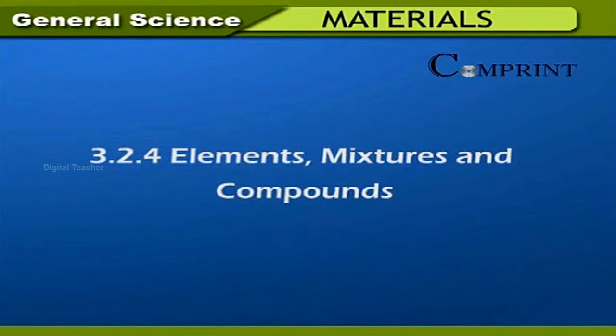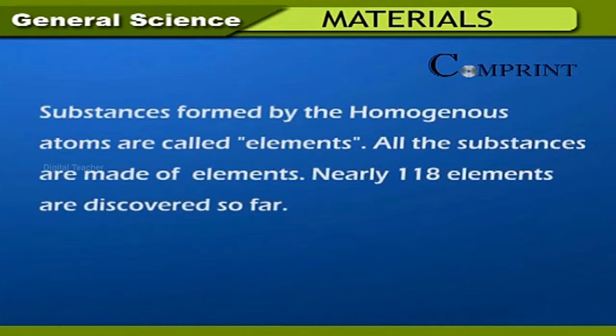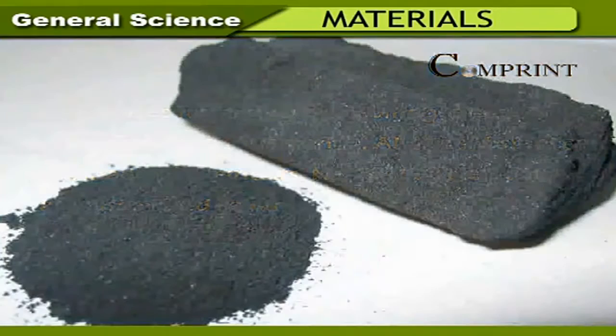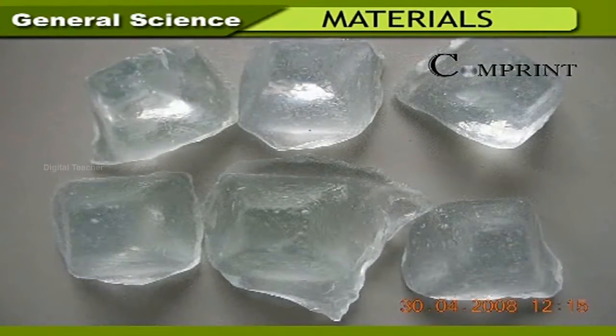Elements, mixtures and compounds. Elements. Substances formed by the homogeneous atoms are called elements. All the substances are made up of elements. Nearly 118 elements are discovered so far. Example, carbon, iron, sodium are the elements in solid state. Elements in liquid state are mercury, bromine, etc. Elements in gaseous state are nitrogen, oxygen, hydrogen, etc.